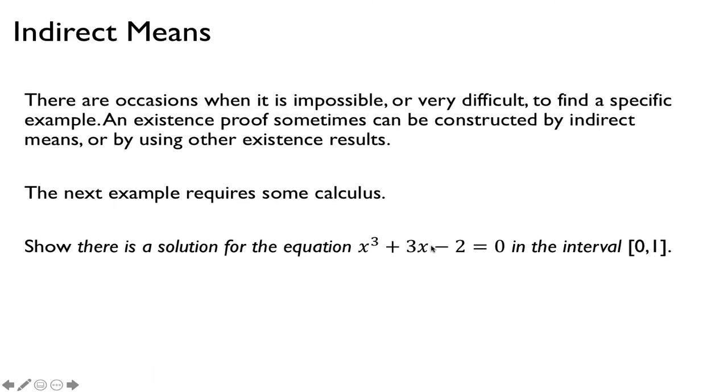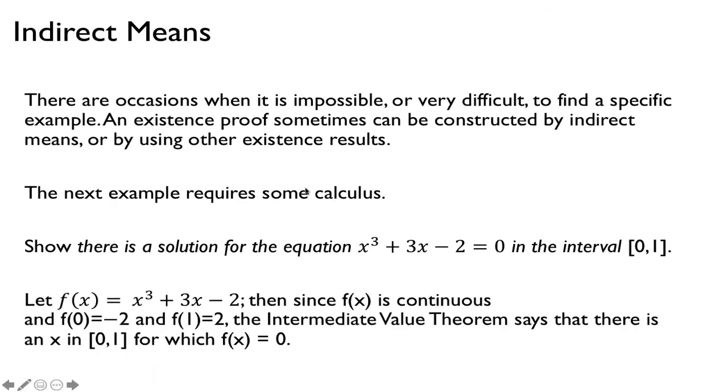Again, one way to do this is to actually produce a solution. In other words, solve this equation, then you have proved the existence proof. But maybe that's not possible. Maybe solving this is hard, so we want to find another way of proving this without producing an example. So this is an indirect way to prove an existence proof. So we actually use other existence results.